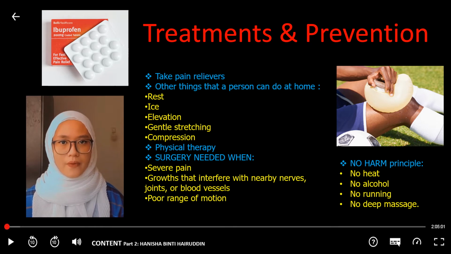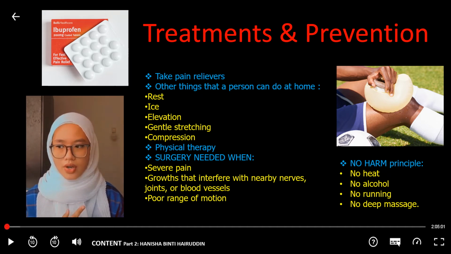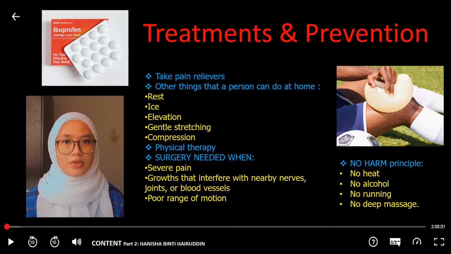The last point for treatments is surgery. But the surgery is only needed when the person feels severe pain in the affected area. The second is when the growths interfere with the nearby nerves, joints, or blood vessels. The last one is poor range of motion, which makes it difficult for the person to perform any daily activities.